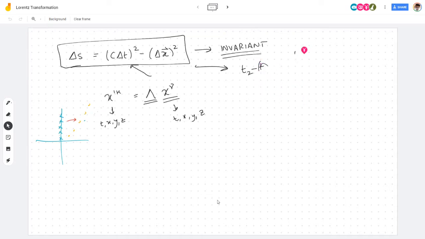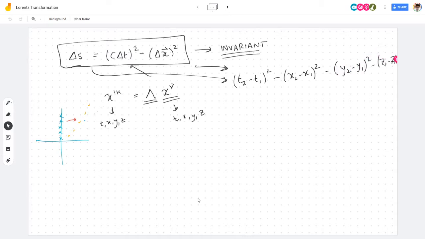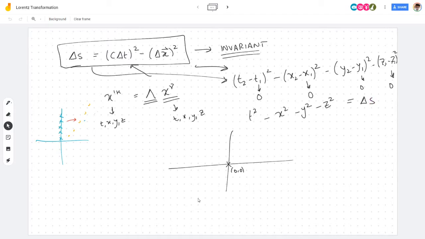Okay, writing out the same equation in a different way. It's t2 minus t1 squared, minus x2 minus x1 squared, minus y2 minus y1 squared, minus z2 minus z1 squared. Right? Everyone can agree with this? So the first thing I'm going to say is I choose my origin to be such that t1 is 0, x1 is 0, y1 is 0, z1 is 0. Essentially saying I'm starting my point at the origin. So my equation now changes to t squared minus x squared minus y squared minus z squared is this invariant quantity that I called here. Yeah? Is everyone clear with this so far?